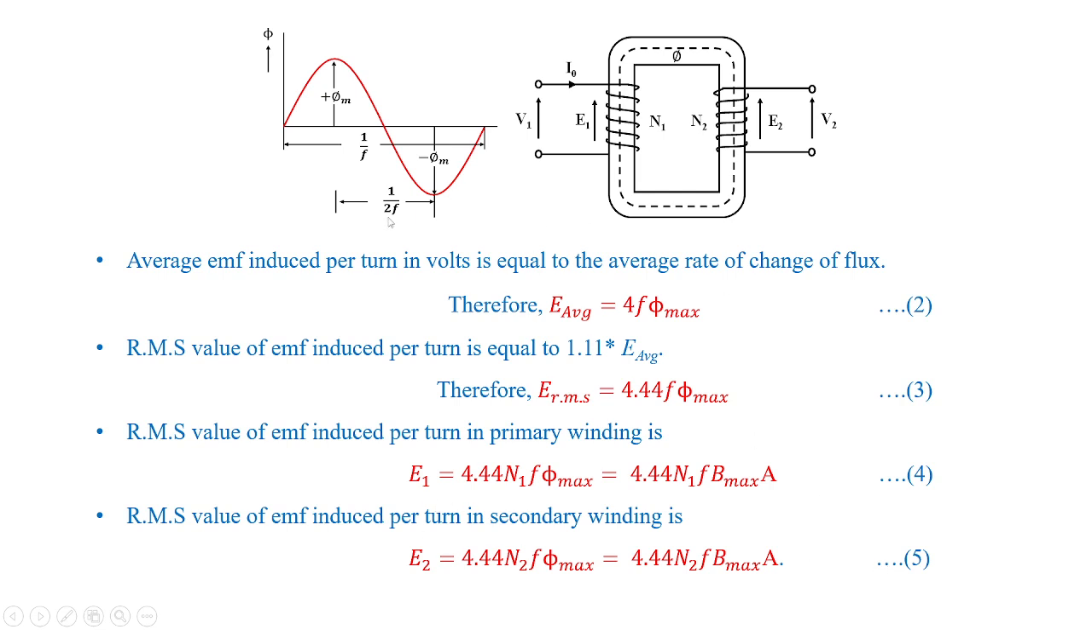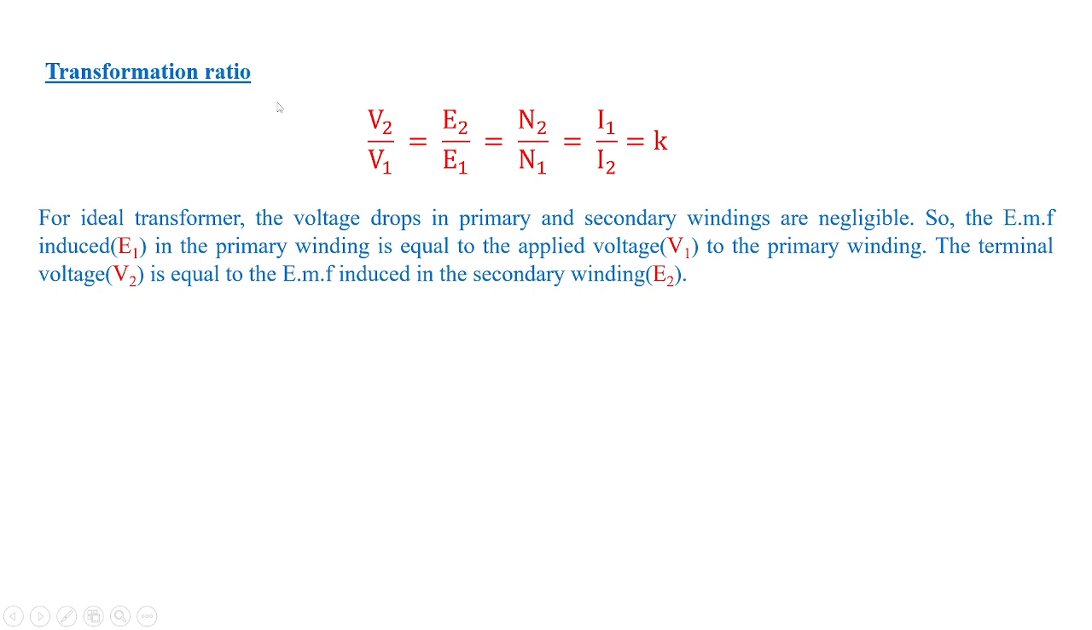So the transformation ratio you can take into consideration in this equation, that is nothing but V2 by V1, which is equal to E2 by E1, also equal to N2 by N1, because voltage, number of turns and EMF induced are directly proportional to each other, and that is equal to I1 by I2, and this is given by the transformer ratio known as K. And for the ideal transformer, E1 will be equal to V1 and V2 will be equal to E2.